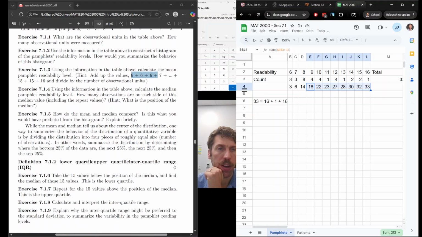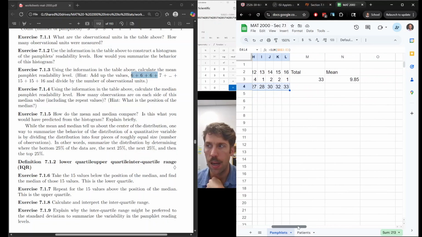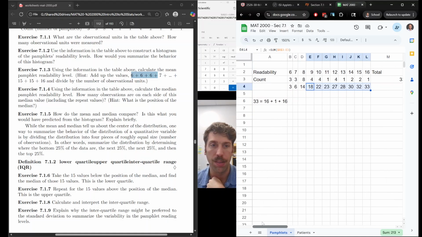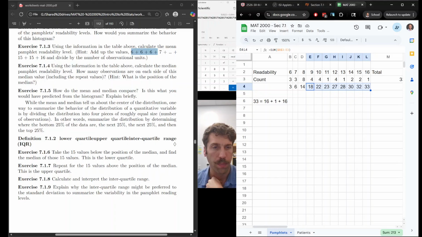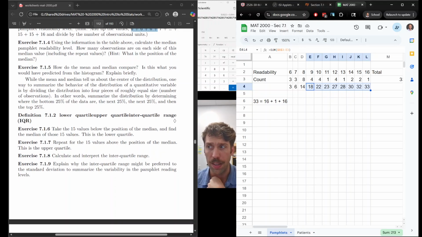Okay, median number 5. How do the mean and median compare? Well, my mean is slightly more than my median, but only by a little bit. That's the sort of thing I would say. Okay, maybe yours is something similar.